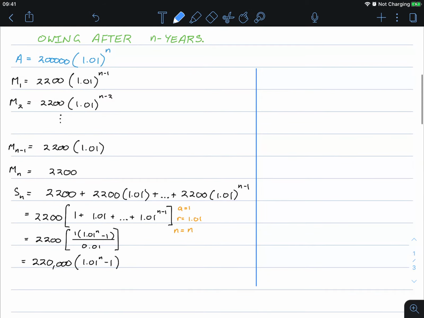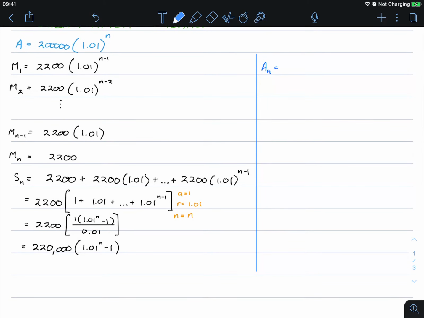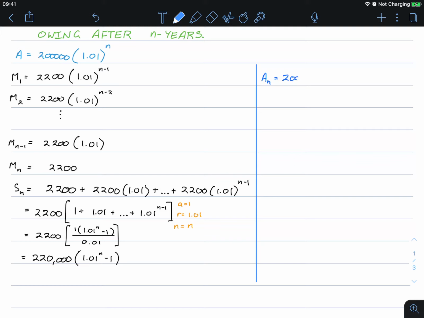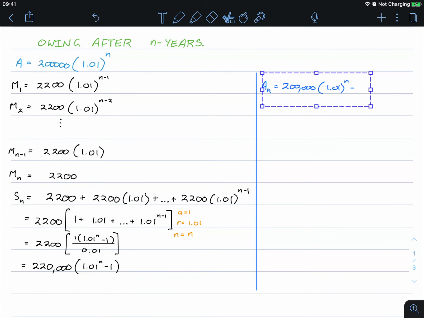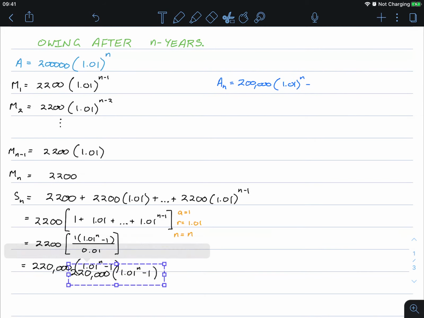Bringing these two together, the value of the loan at any time n is equal to the compound interest formula of this, so 200,000 times 1.01 to the power of n minus this expression here. So I'm just going to copy that to make it easy. Oh, I'm going to need some more space here. Let's do this like so. There we go.